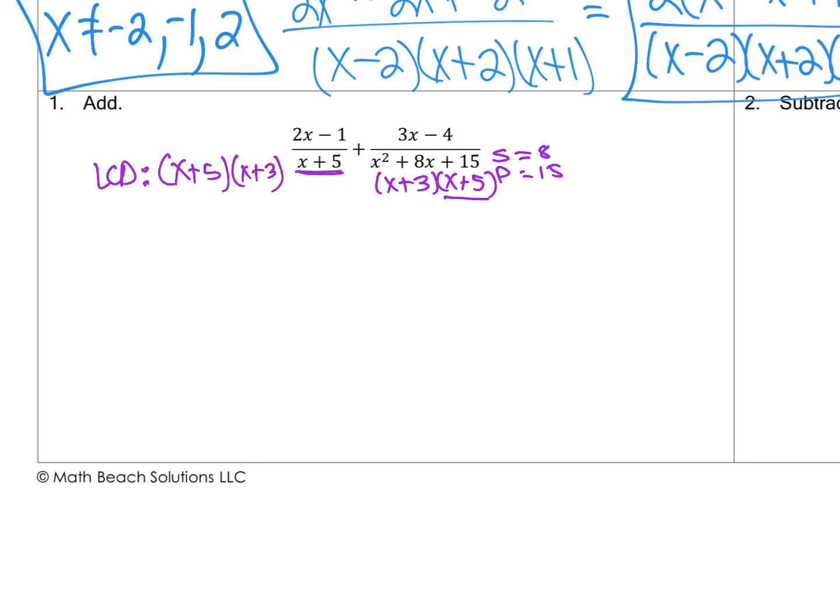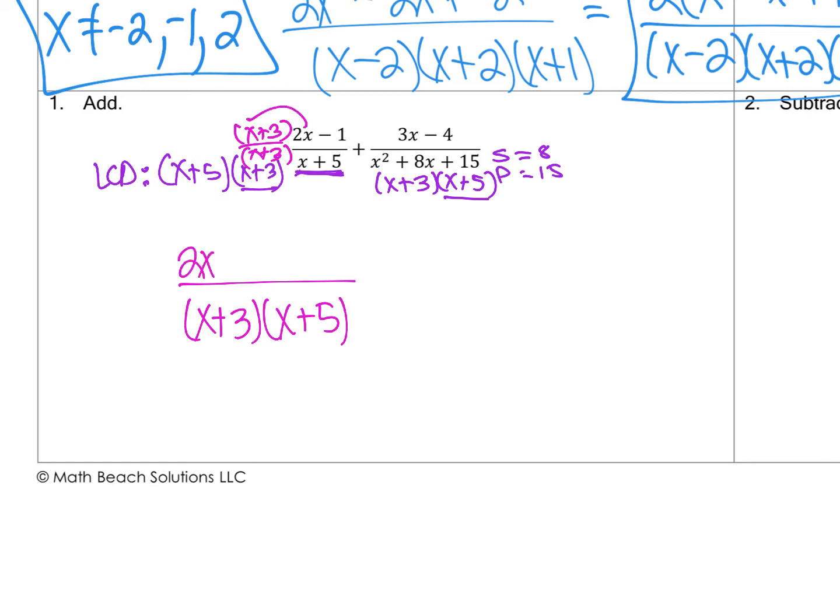Looking at the first denominator, notice we already have x plus 5. We are missing x plus 3. So I need to multiply the first fraction by x plus 3. Whatever I do to the bottom, I have to do to the top. So again, the denominators you don't ever multiply together, but you have to on the numerators because you're having to add it with another numerator at the end. So I'm going to use FOIL, that's 2x squared minus x plus 6x minus 3.